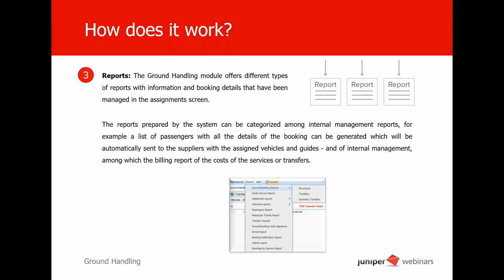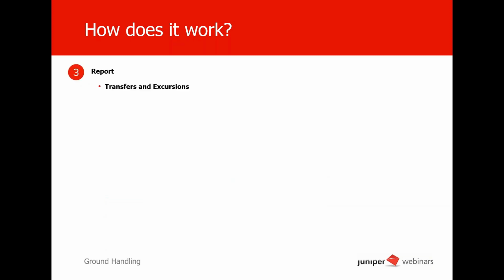Once the services have been assigned, you have the possibility to create reports. The ground handling module offers different types of reports with information and booking details that have been managed in the assignment screen. The reports prepared by the system can be categorized among external reports, for example, a list of passengers with all the details of the booking that can be automatically sent to suppliers with the assigned vehicles and guides, and internal management reports, among which the billing report of the costs of the service or transfers. The most used of these are transfers, excursions, clearance, and passengers.